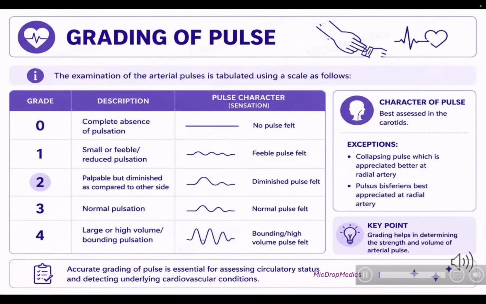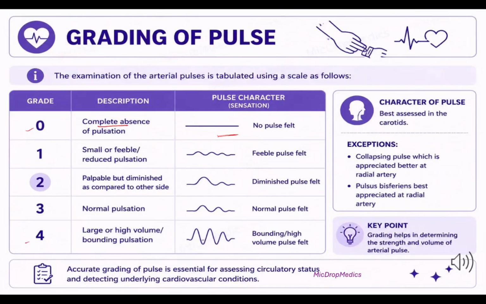So now, when you communicate with other medical staff, you can't just say the pulse feels a bit weak or it feels kind of strong. We must use a standardized clinical language. We use a clinical scale from 0 to 4 to grade arterial pulses. So grade 0 is the complete absence of pulsation. You feel absolutely nothing, a flat line under your fingers. This is a medical emergency indicating ischemia or occlusion.